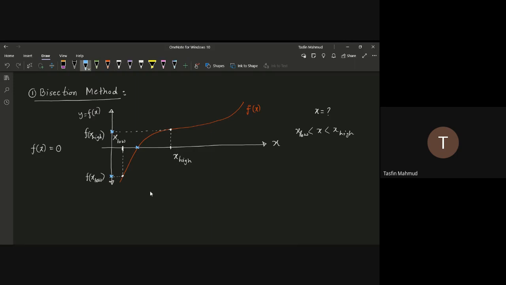Okay, so whenever we have something like this, that f of x high is greater than 0 and f of x low is less than 0, one positive and one negative, this y value is positive and this y value is negative. Whenever this type of situation arises, we can safely assume that a root lies in between this interval.